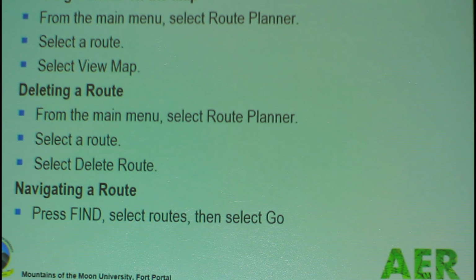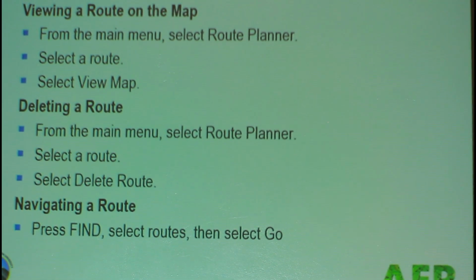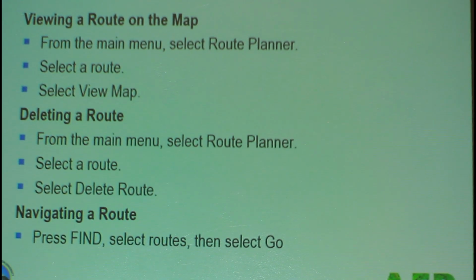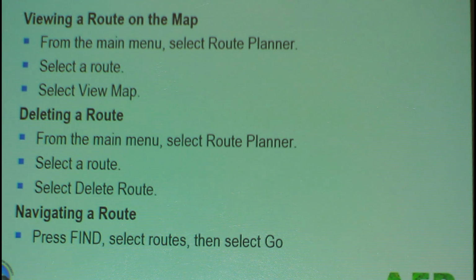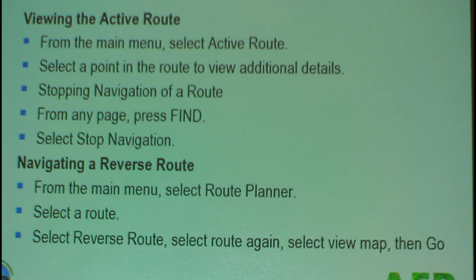We can also view routes on the map. From the main menu, you select route planner and select the route of interest, and then you can see it displayed on the GPS screen. Similarly, you can delete the route by going to the main menu, selecting the route planner, selecting the route of interest, and after selecting it, you can delete it, as we shall see under the practical lessons. You can also navigate to the routes by pressing find. You can also view active routes from the main menu.